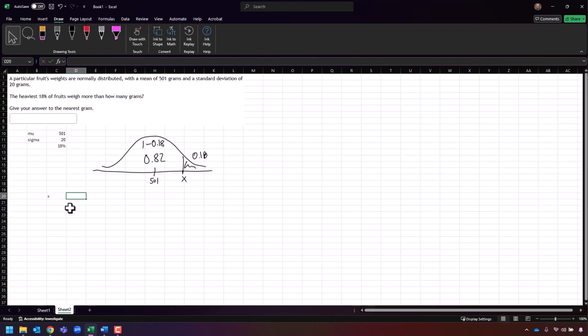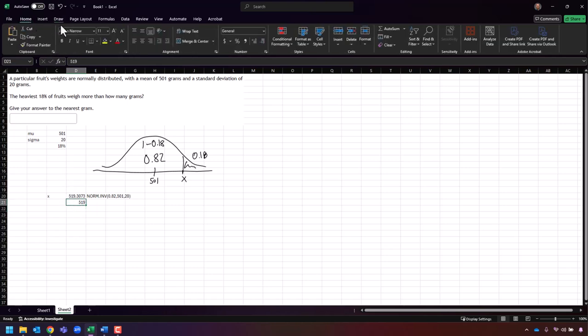So my x value here, I'm going to use a normal inverse this time. My probability, that to the left, 0.82, my mean, 501, and my standard deviation of 20. And here is an answer. Now I need to round it to the nearest gram, so this would be 519 grams as the final answer there.